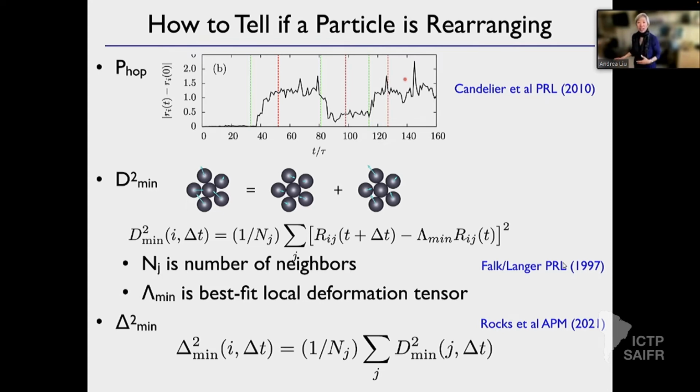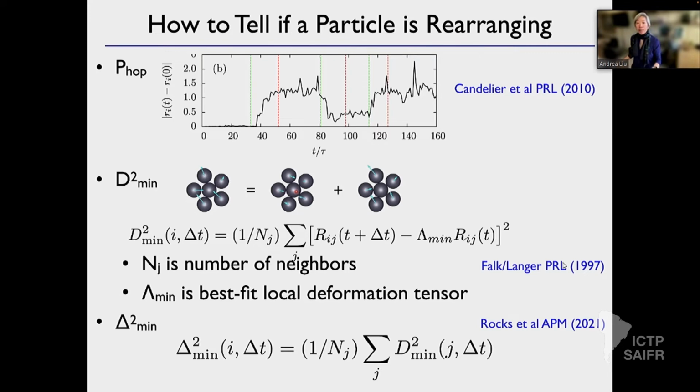So that's one indicator. Another one that I'm going to come back to a lot, so I want to get it out of the way now and explain what it is. It's called d squared min. I have my central particle and I look at some neighborhood around it, typically about 2.5 particle diameters. And what you do is you take that neighborhood and you fit the best strain tensor that you can to this, assuming that there's just a homogeneous deformation of this.